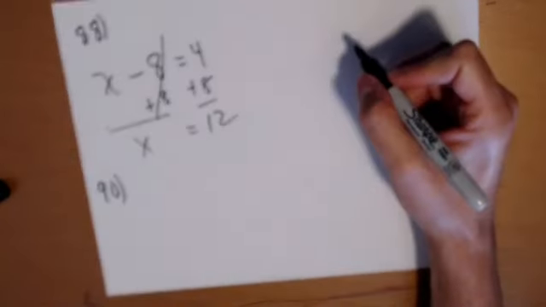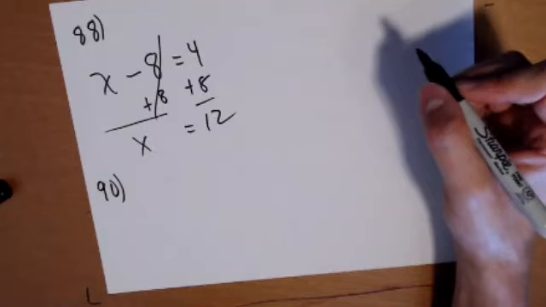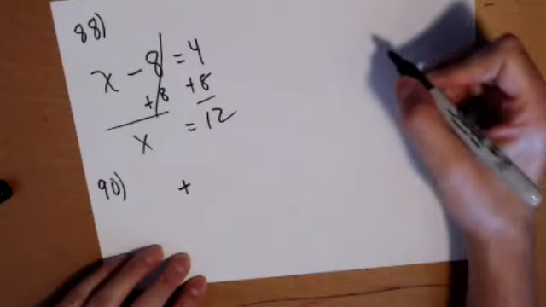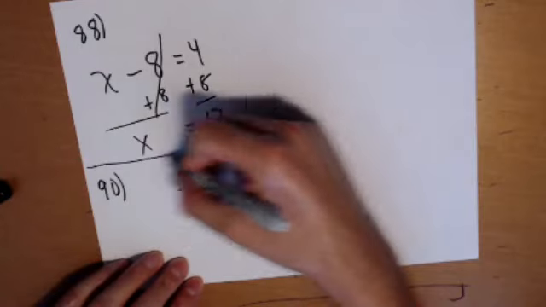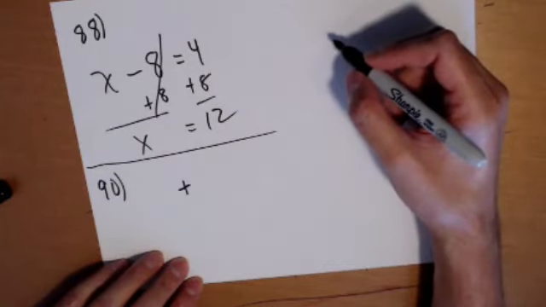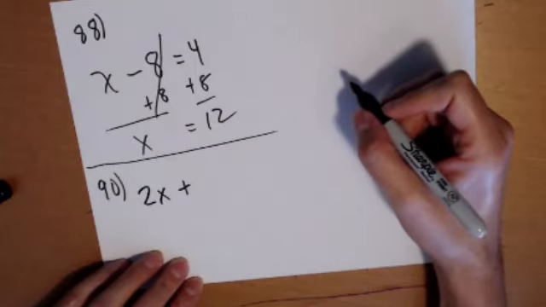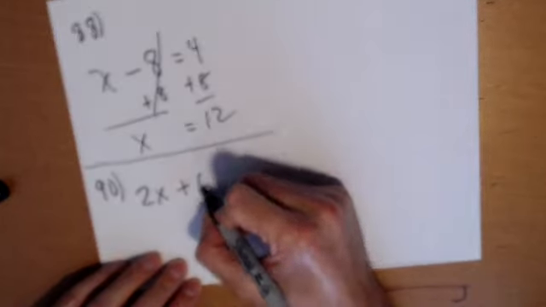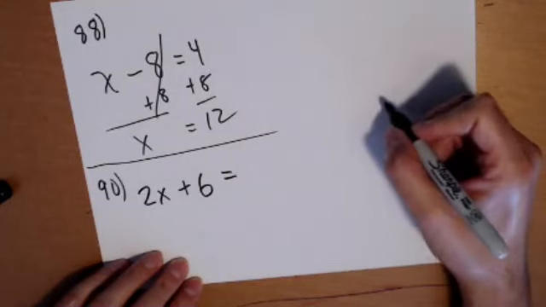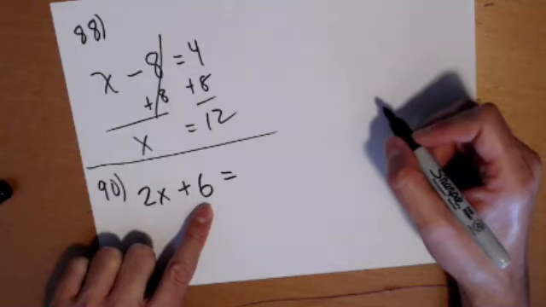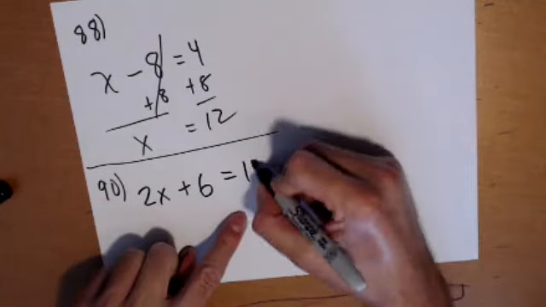Number 90. The sum of twice a number and 6 is 14. The sum, you're adding things together, sum. The sum of twice a number, 2x, the sum of twice a number and 6 is equal sign 14.